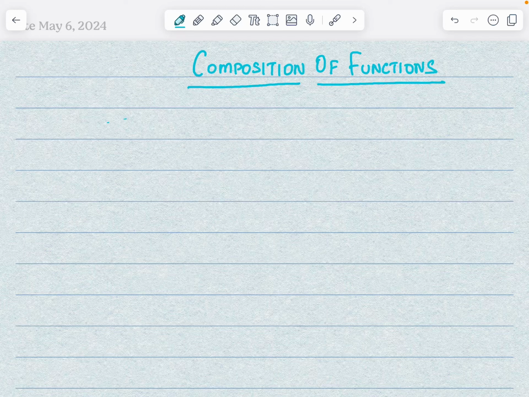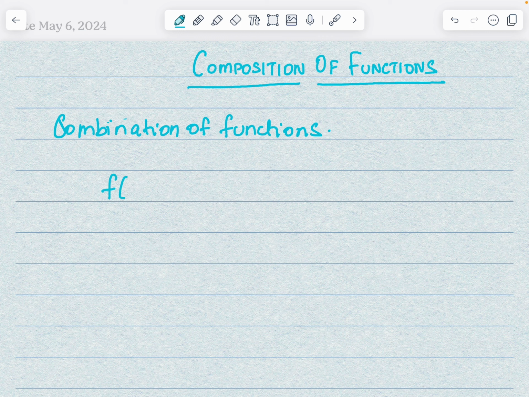Today's lesson is about composition of functions. But before we do that, let's take a step backward and look at combination of functions. Just like we had operations for two real numbers like addition, subtraction, multiplication, division, today we're going to do the same arithmetic operations, but we're going to do them on functions.